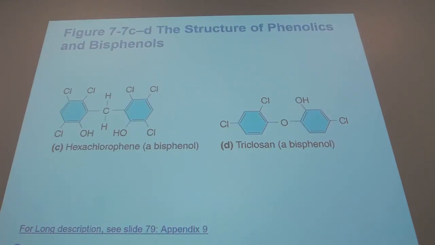So here we have a couple of bisphenols. Hexachlorophene has two phenyl rings linked by this CH2 group. And then here we have triclosan, which has similar two phenyl rings. And why is it called triclosan? Because you have 1, 2, 3 chlorine groups attached as side groups.